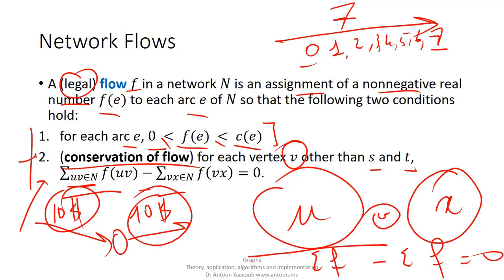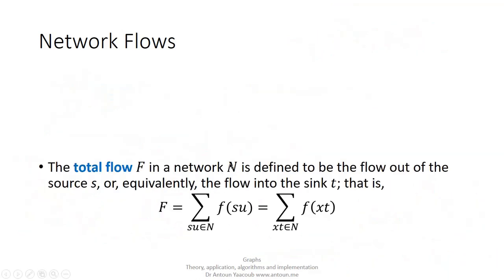You may think of it as water flowing through pipes from S to T. The first condition says that no more water will pass through a given pipe than the pipe can bear. So obviously I cannot push more water through it than it can carry. And the second condition says that there are no leaks at the joints of the pipes, at the vertices. It's very important to guarantee all of this.